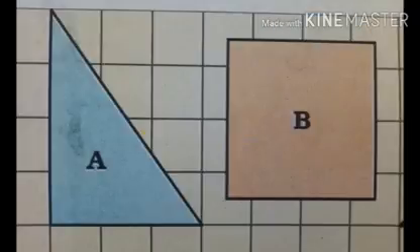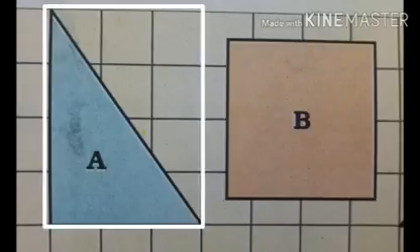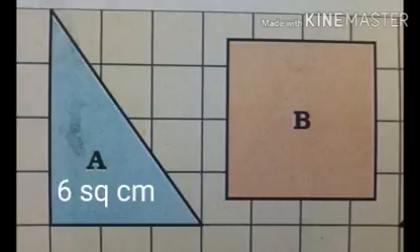Now let's try to find the area of this triangle. You can see this triangle is half of this rectangle, and this rectangle has 12 boxes inside it. That is, the area of the rectangle is 12 square centimeter. And because triangle is half of it, area of this triangle is 6 square centimeter.